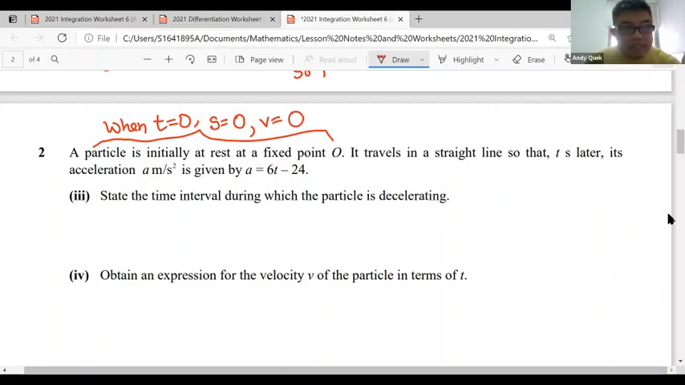So what we are given in this case is acceleration in terms of t. So state the time interval during which the particle is decelerating. So decelerating means a is less than 0.